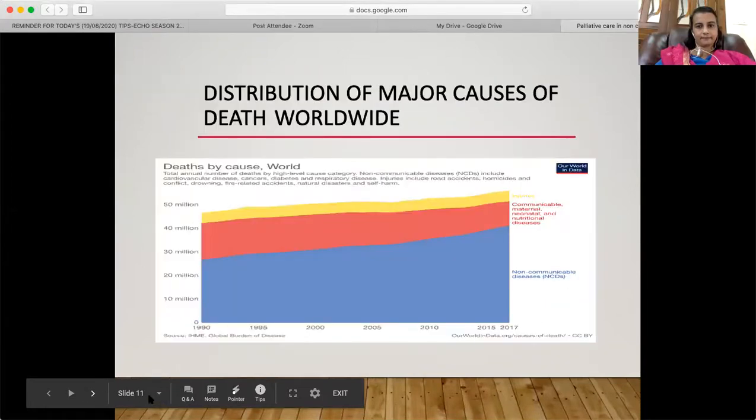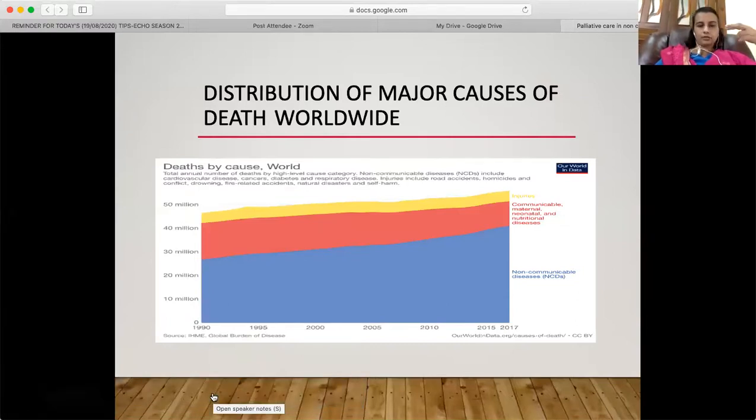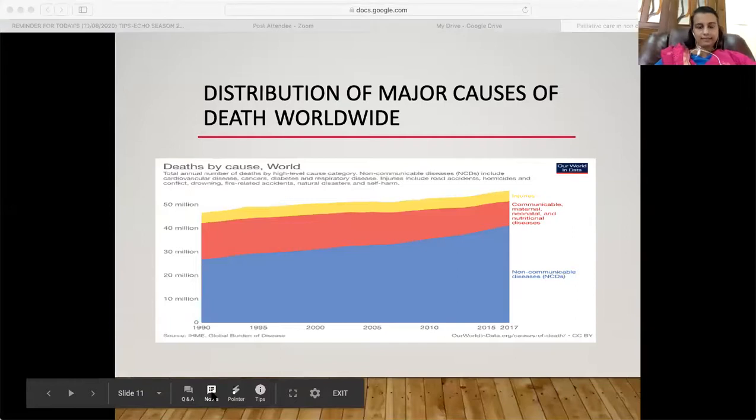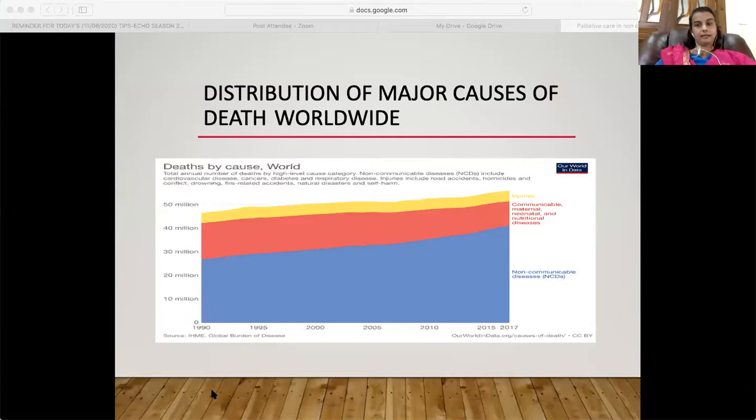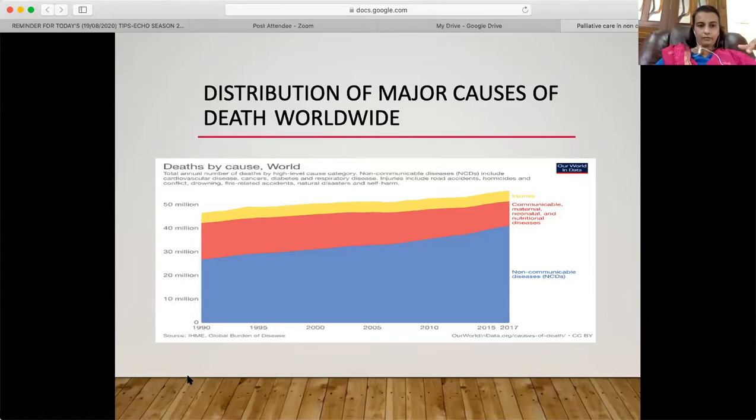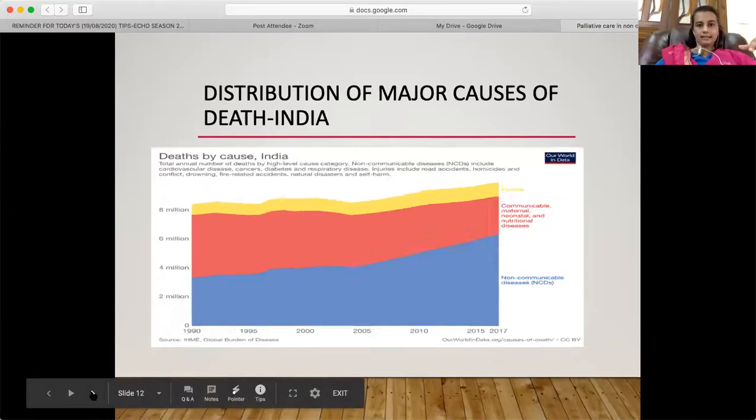And this is another graph which shows, again, the cause of death. On the top in yellow are the injuries. The red one is the communicable diseases, maternal deaths, and nutritional diseases, and the blue one is the non-communicable diseases. You can see how the pattern of deaths has changed from the 1990s to 2016-17. The communicable diseases have come down, the NCDs have gone up in diagnosis, and the cause of death has changed over the 20 years. This is what we see all around the world, and it's similar to what we see in India also.